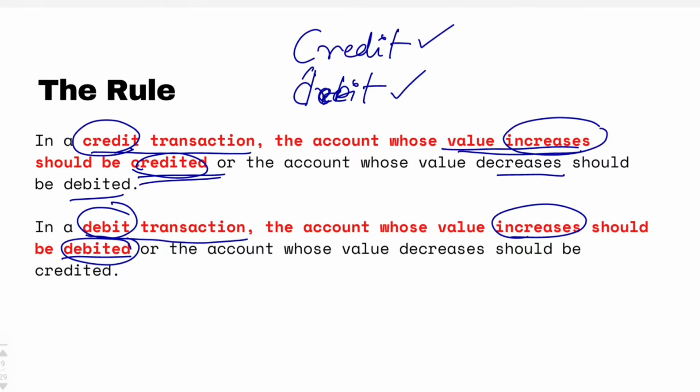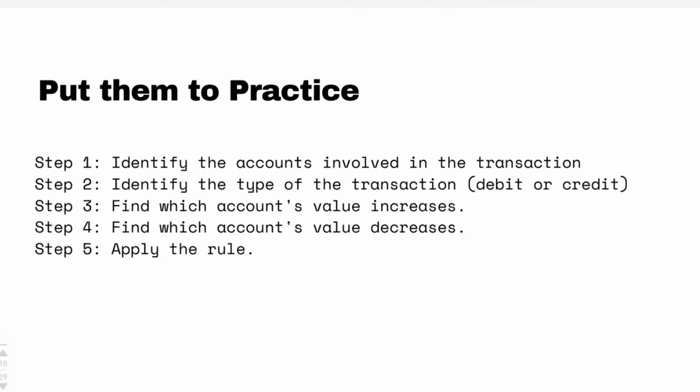Now, let us put it into practice. How do we put it into practice? First step, we need to identify the accounts which are involved in the transaction. Then we will identify what type of transaction it is, whether it is a debit or a credit, and find out which value is increasing and which value is decreasing, and we will apply the rule. That is it. If it is a credit transaction, account whose value increases, it will be credited. The one which is decreasing will be debited. If it is a debit transaction, account whose value is increasing, we will debit it, otherwise we will credit it. This is how we will go on. Now, let us put them into practice, how we will find it out.